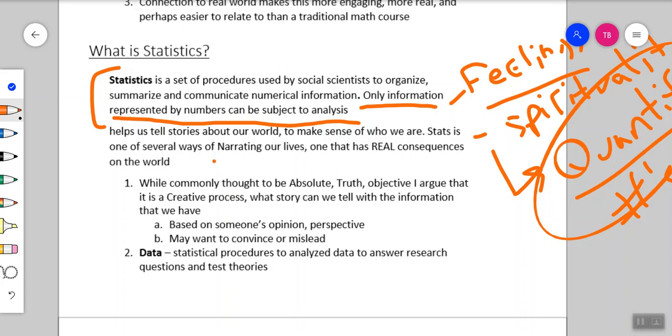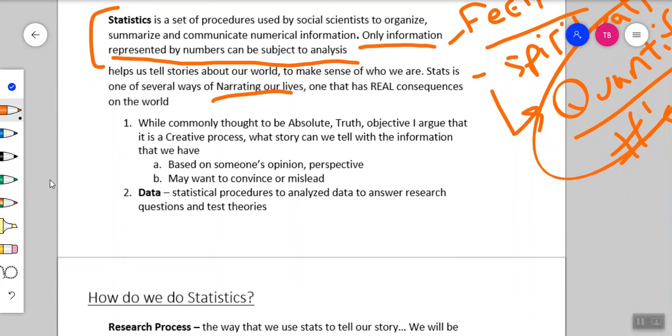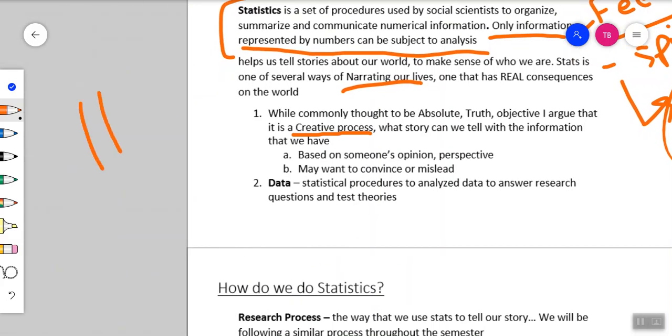While stats is used in several ways of narrating our lives, and we talked about how that has real consequences, there are two parts here I want to point out. What we commonly think of stats as is something that's absolute, true, and objective, something that's not subject to someone's opinion. I want to emphasize too that it's also a creative process, and we'll look at this throughout the semester, including how you use numbers. Just because something is a number doesn't mean it's objective, or that it won't have somebody's opinion in it.